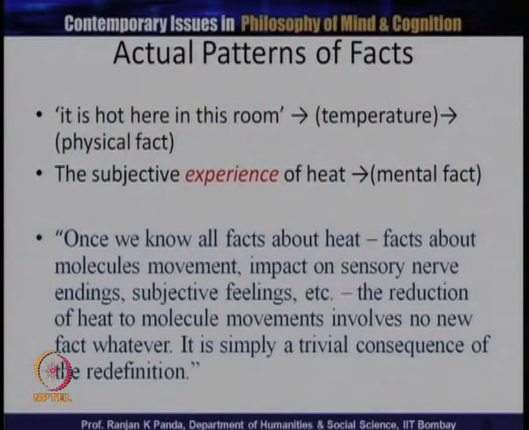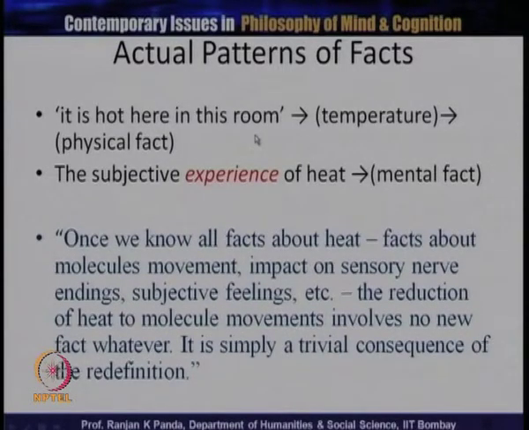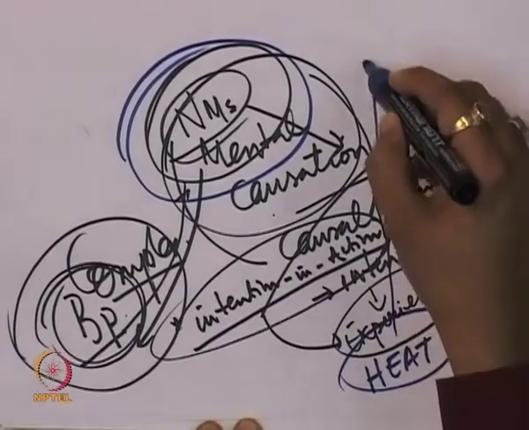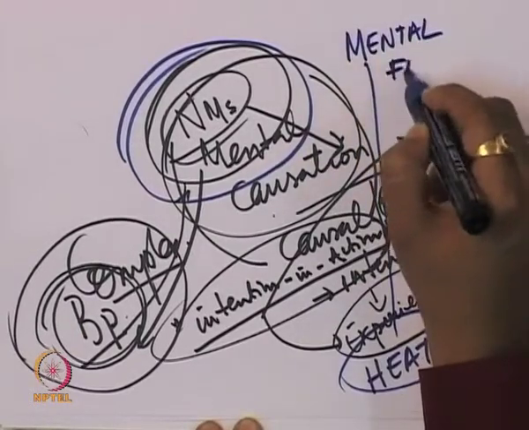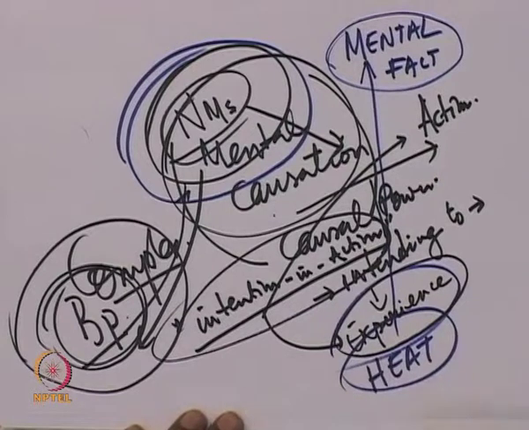So, the actual pattern of facts, if you talk about it, then at one level we are talking about certain physical facts, like temperature, to be defined. At another point, I am talking about this fact that it is hot here in this room. So, at another point we are experiencing this heat. The experience of this particular fact, this experience of heat, is an experience which talks about a mental fact. So, there is a kind of fact which is mental. Experience itself is something mental, something to do with the mental life of this biological entity. But the temperature can be defined in physical terms. So, there are physical facts and there are mental facts.